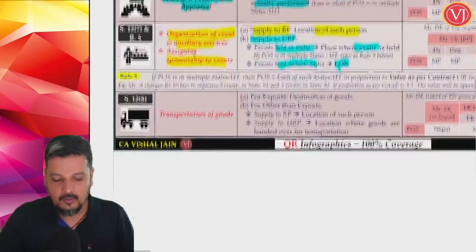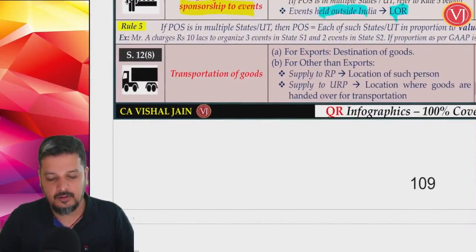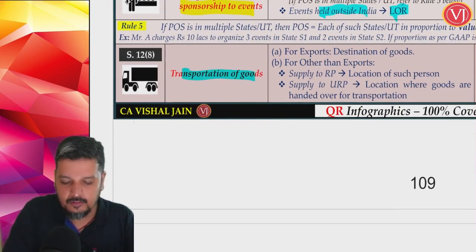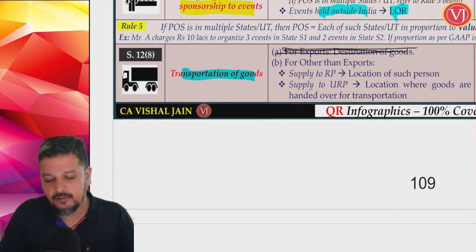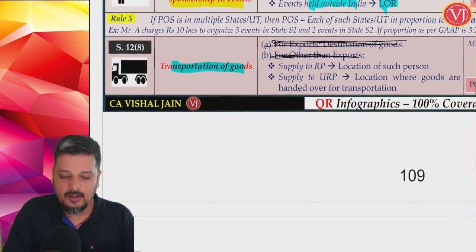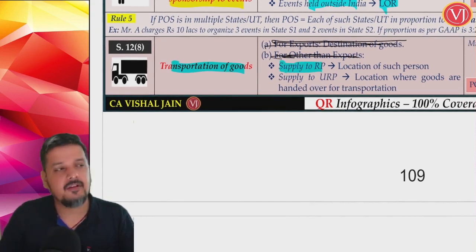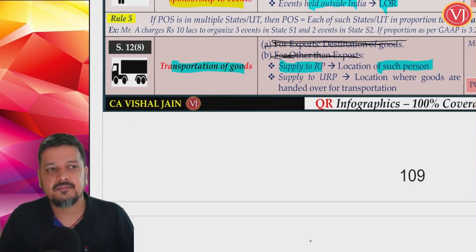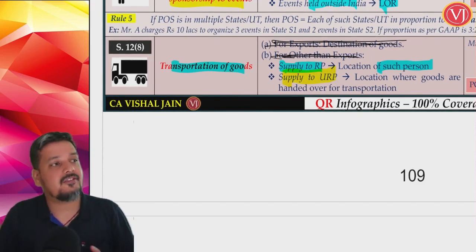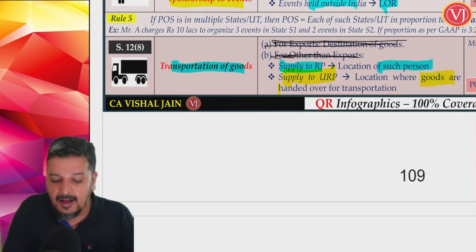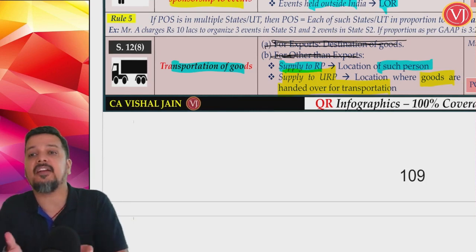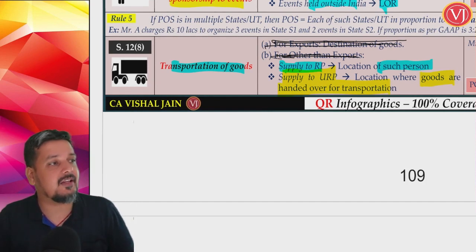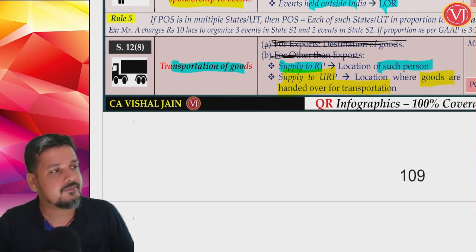Now, transportation of goods. When you talk about transportation of goods, this point is now not there, export of goods and all. Transportation of goods. If it is B2B, location of the registered recipient. If it is B2C, location where the goods are handed over for transportation. In simple language, starting point of the goods, not end point of the goods. Location where the goods are handed over for transportation means starting point of the goods.